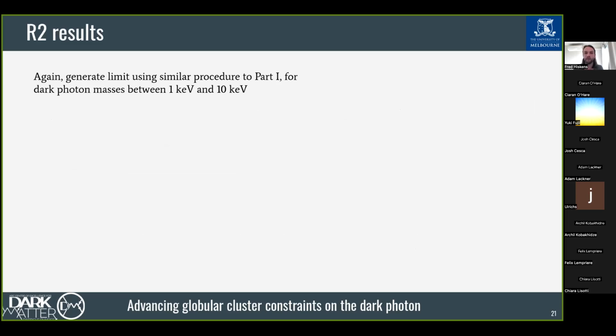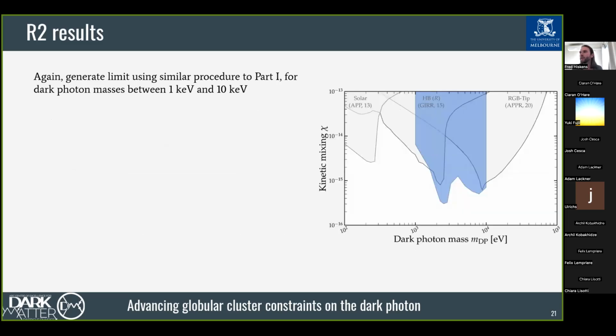Now we can have a look at the equivalent limits you get from R2. Again, we generate this constraint using a very similar procedure to part 1, and we pick dark photon masses between 1 keV and 10 keV. This is chosen because to the left of this, the bound is outcompeted by R, and to the right of this, it's outcompeted by the bound from the red giant branch tip.